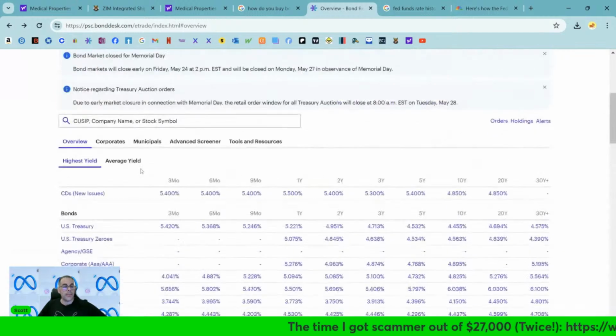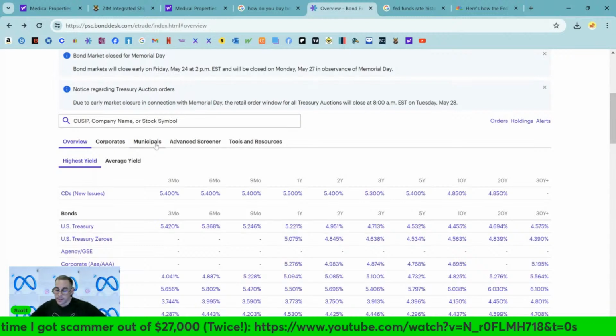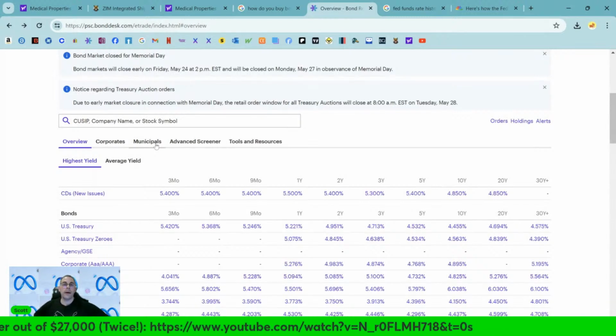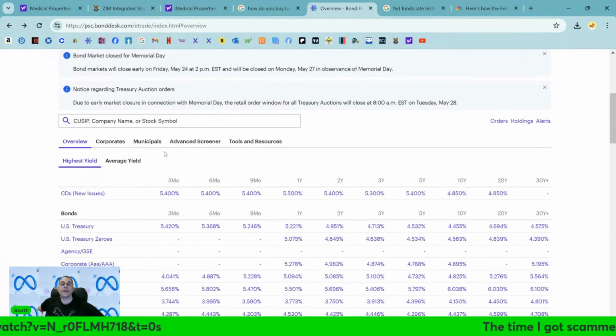But we can look at more munis that tend to be pretty low risk, and you get a tax deduction. Like if you buy munis in your state, like California muni bonds, you don't have to pay state taxes. And certain munis, you don't have to pay federal taxes either.